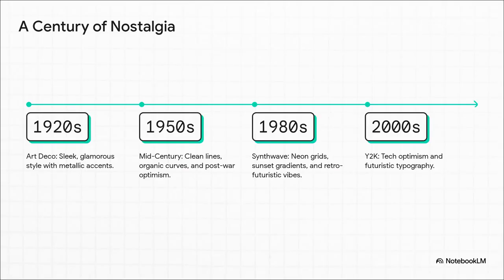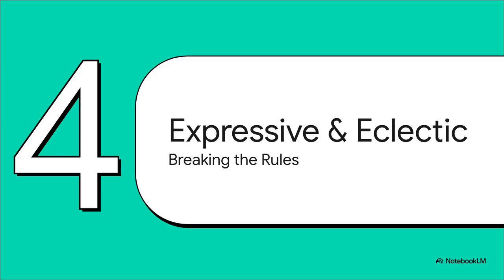And what's cool is you can see how this nostalgia thing works in cycles. We pull from the 20s for that great Gatsby Art Deco vibe, the 50s for the clean lines and optimism of mid-century modern, the 80s for that glowing neon synthwave feel, and yeah, even the 2000s for that futuristic, techie Y2K look. It's like every decade is a creative palette just waiting to be rediscovered. Okay, so we've seen structure and rules. Now let's dive into our final territory, the expressive and eclectic. This is where things get really fun.